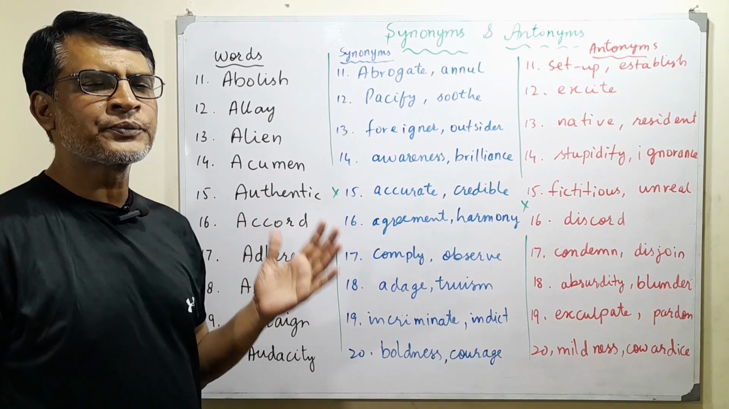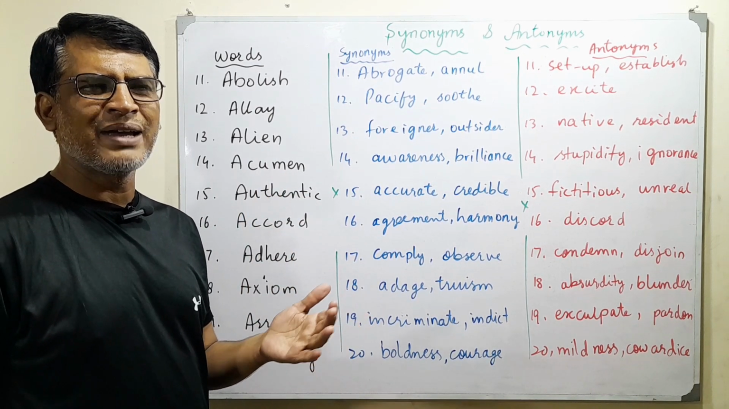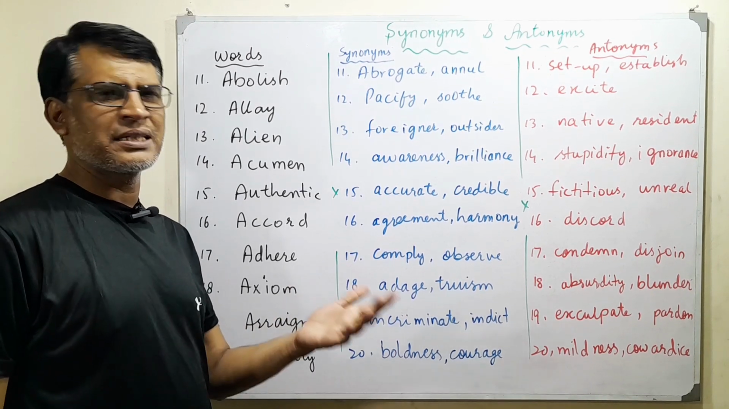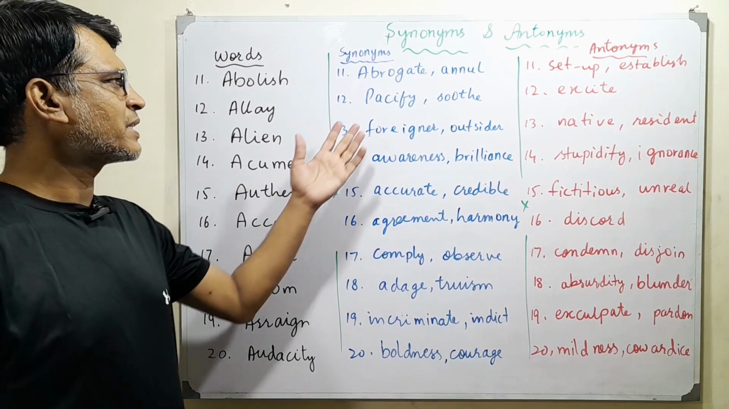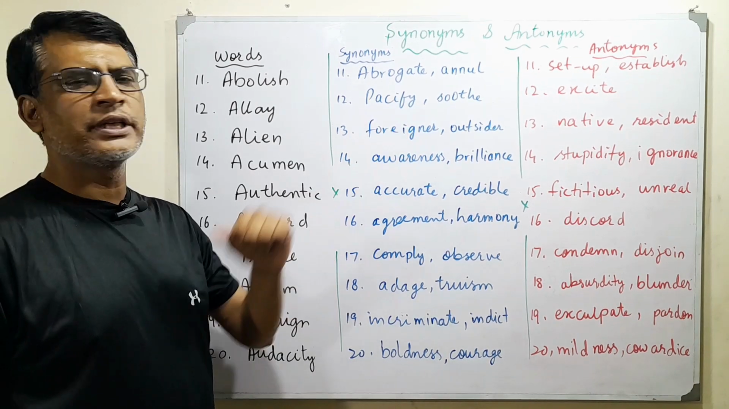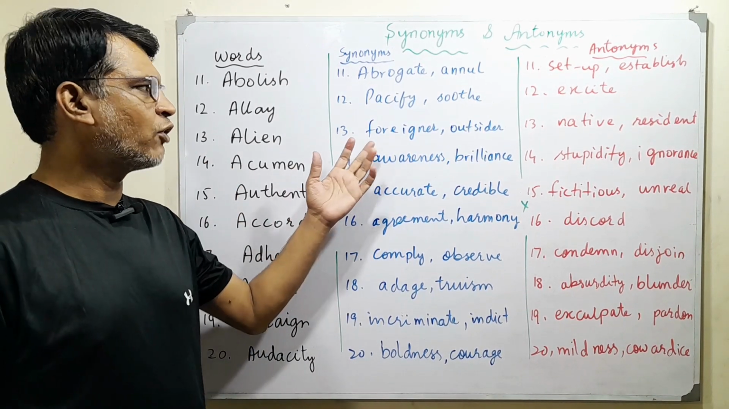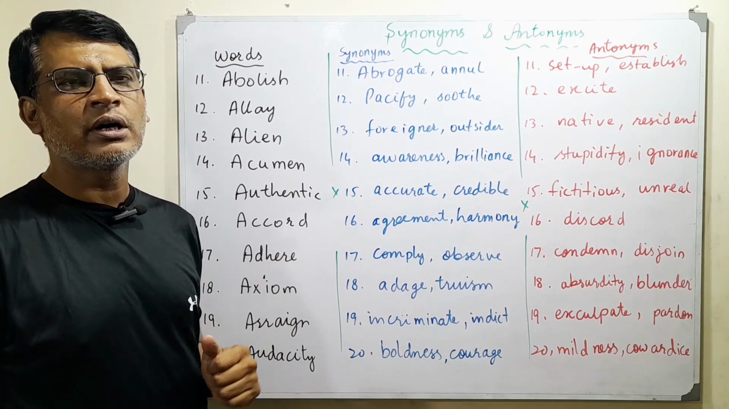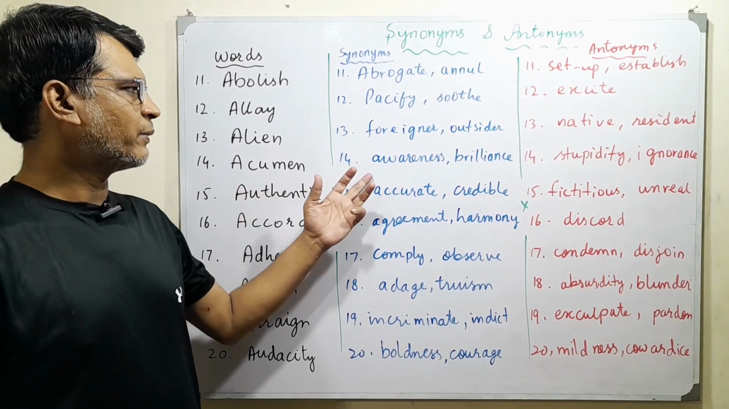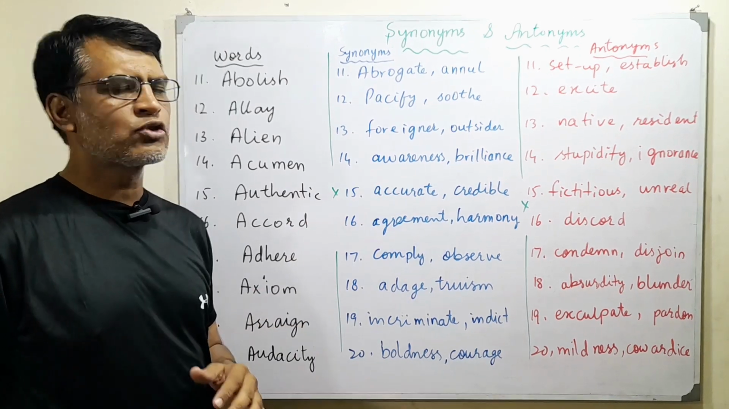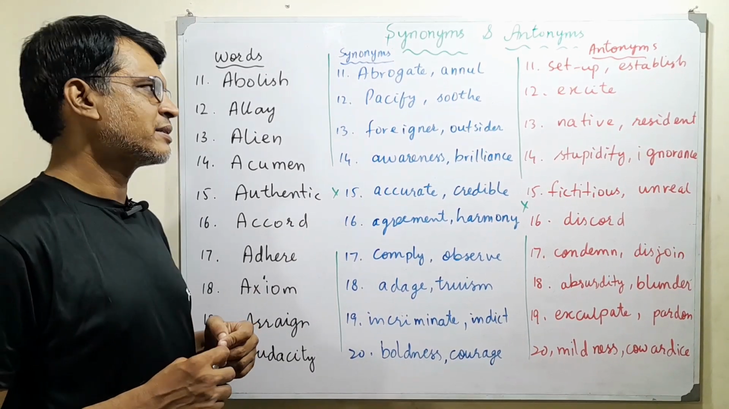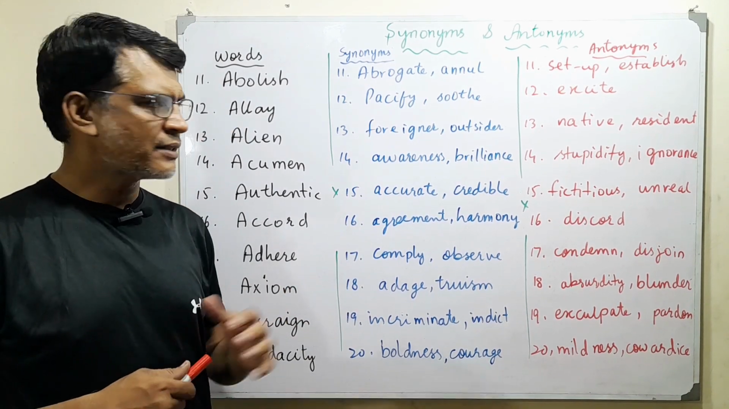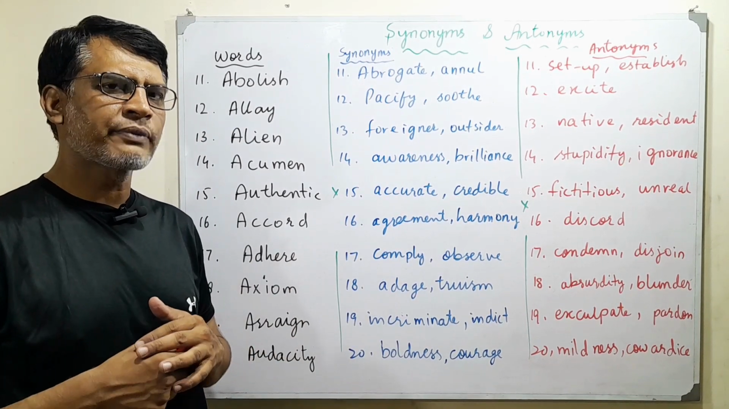For example, you say that the government has abolished many laws which were against basic human necessity. Allay is specify or soothe, and the opposite is excite. Alien is foreigner or outsider, and the antonym is native or resident. Acumen is awareness or brilliance, and stupidity or ignorance is the antonym. Authentic is accurate, credible, and the antonyms are fictitious or unreal.